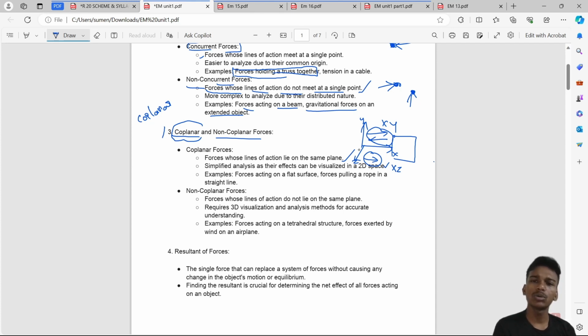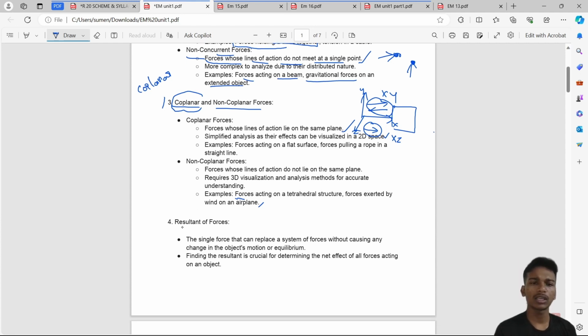Even though I try to make it somewhat clear, it's not clear for you guys because we need a 3D representation of how force will act on a body. Then only you will get a clear idea about these non-coplanar forces. Examples where we can observe this type of forces: forces acting on a tetrahedral structure. I can't draw this tetrahedral now because it's a 3D object. Even if I try to draw, it is going to be somewhat messy. Another is forces exerted on the wing of an aeroplane. Yeah, it's a complex example.